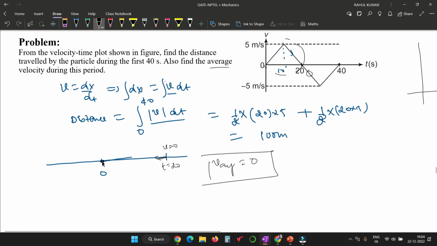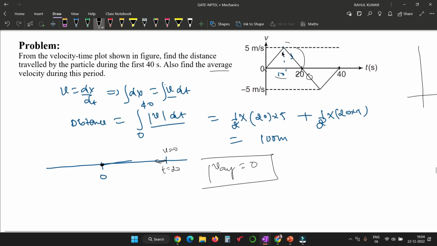Suppose the particle's motion is starting from the origin. Now it is saying that in between 0 to 10 seconds the particle's velocity is increasing, up to 10 seconds, and after that the velocity starts decreasing and becomes 0 at t equal to 20 seconds. You can see that the direction becomes reverse because velocity is negative here. So the particle is now moving in this direction, following the same history whatever it has followed in between 0 to 20. Now it is going towards the origin.